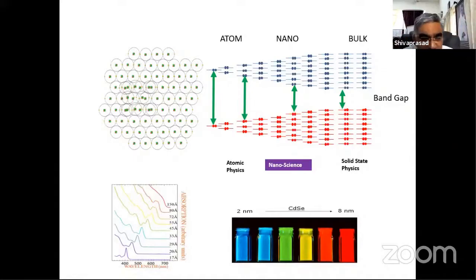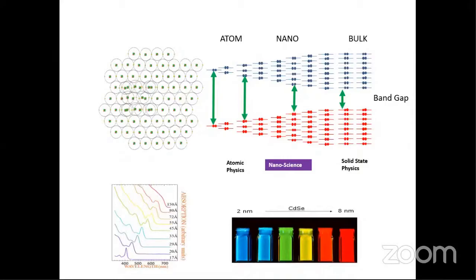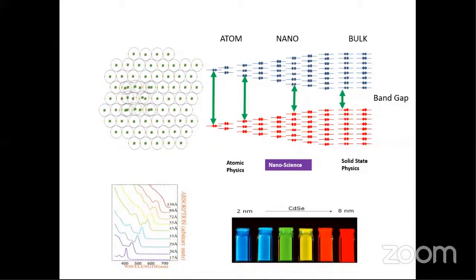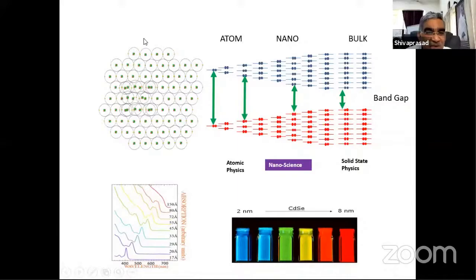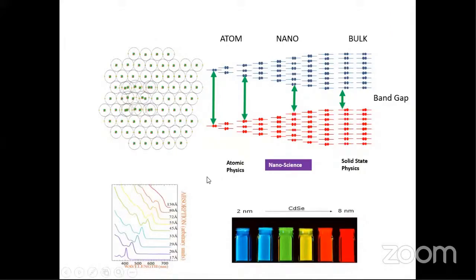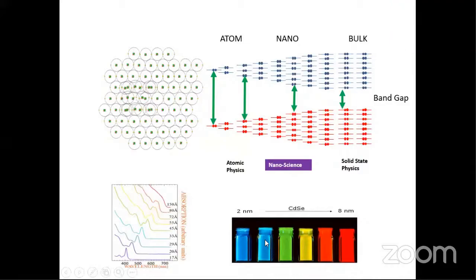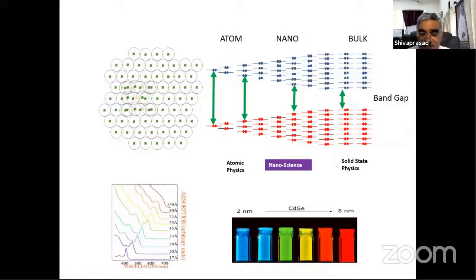Many properties change, but here I'll only talk about color because it is related to our LEDs and solar cells. So let us focus only on color with these nanomaterials. Anybody doing nanoscience will first experiment with this: take cadmium selenide, make it in different sizes and see the color fluorescence. If you can make it red, yellow, green, blue, then you know the method you are using for your nanoscience is correct.